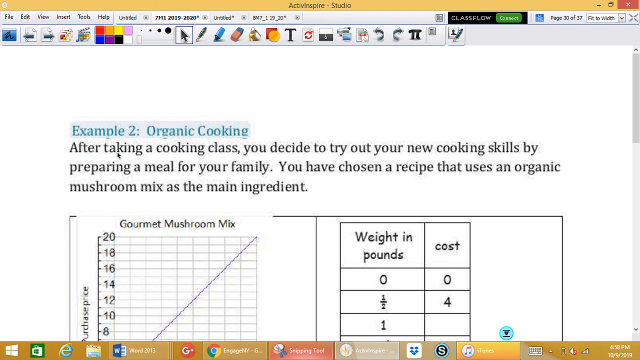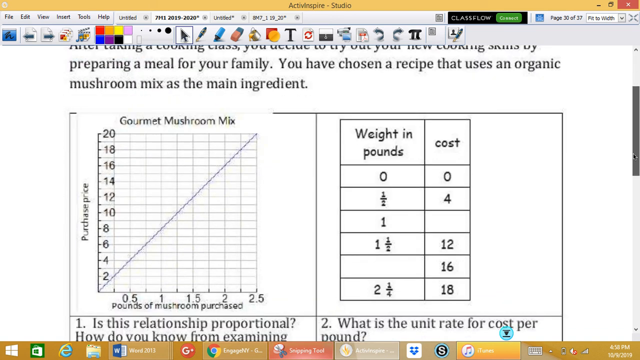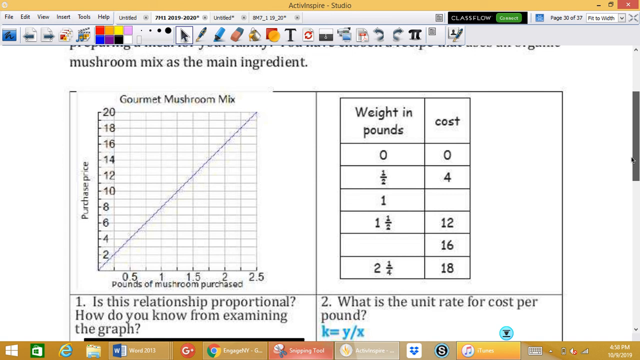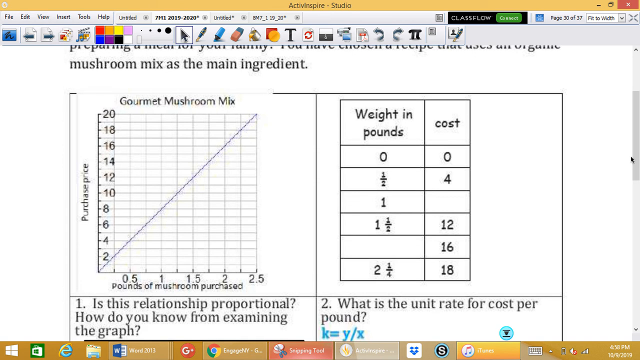Organic cooking. After taking a cooking class, you decide to try out your new cooking skills by preparing a meal for your family. You have chosen a recipe that uses an organic mushroom mix as the main ingredient. So now we have to finish the table. If I want to find my k, it's going to be my y divided by my x. So I'm going to do 4 divided by 1/2.